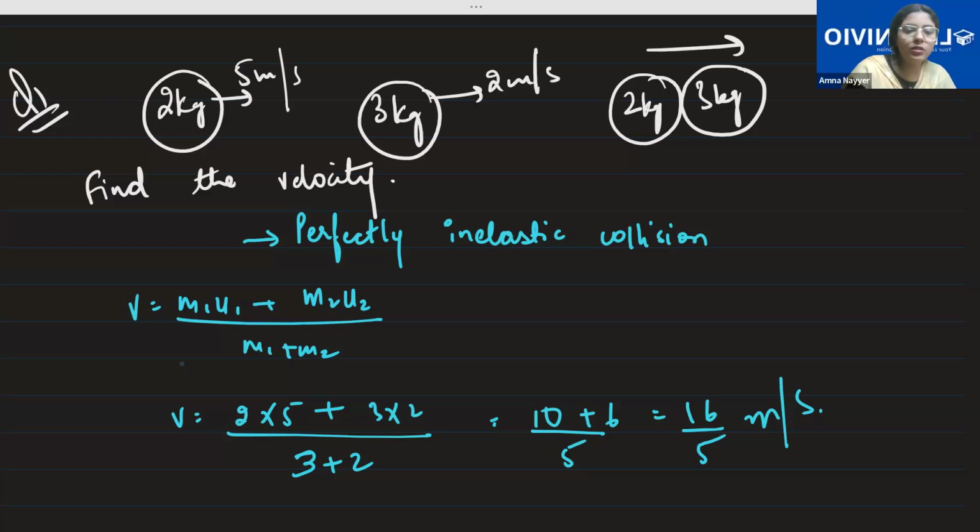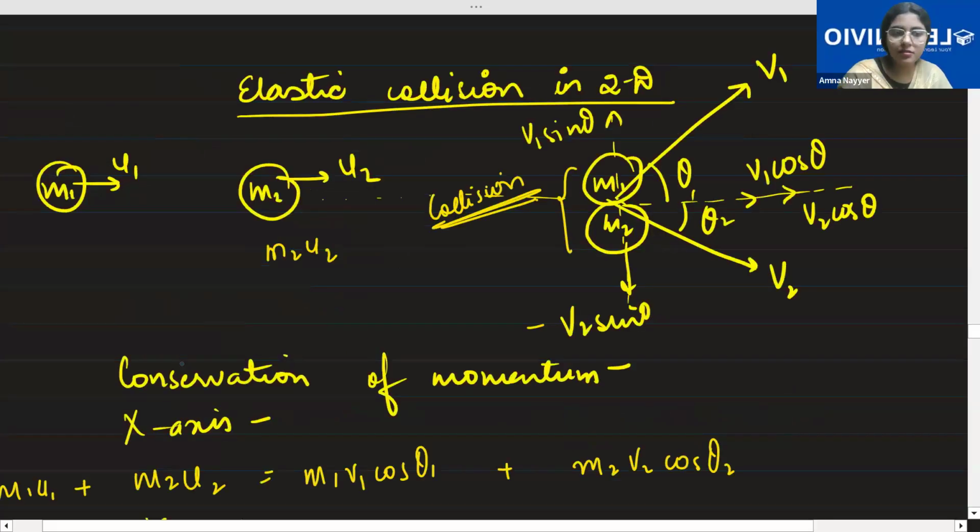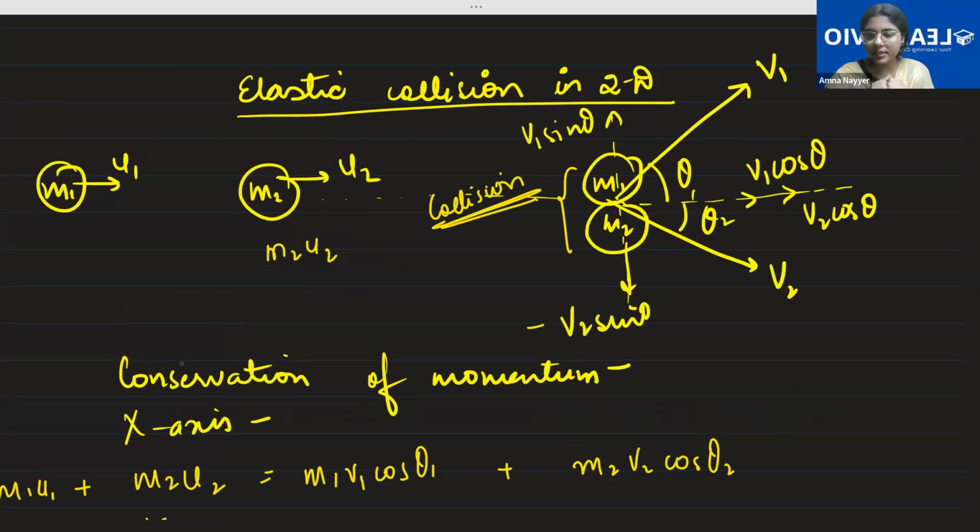Okay, coming to the elastic collision in 2 dimensions. What happens when the bodies collide with each other? When the bodies do not move in a straight line, that is what is meant by elastic collision in 2 dimensions. So the bodies get deviated in different directions with some angle with respect to the x-axis. So with the velocities, let's say some theta 1 and theta 2 are made. Theta 1 and theta 2 can be equal also, they can be unequal.